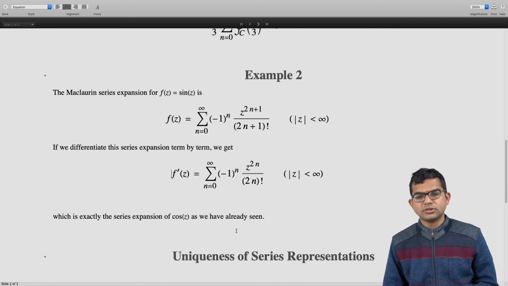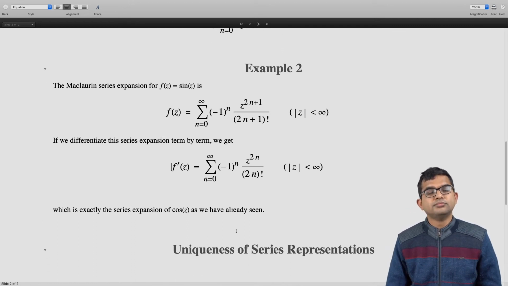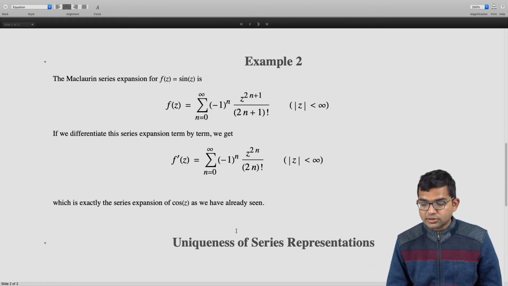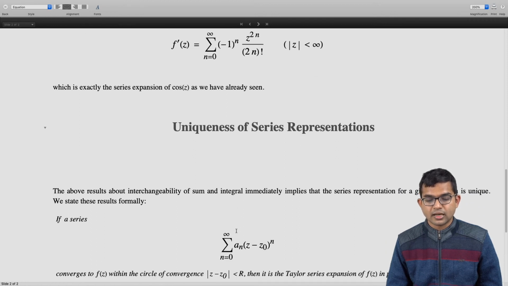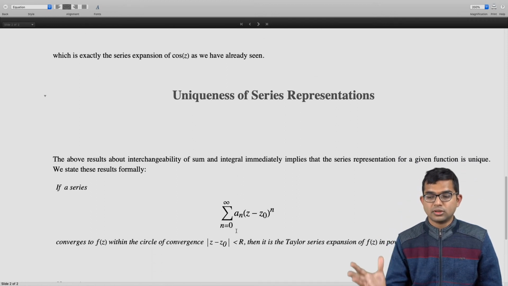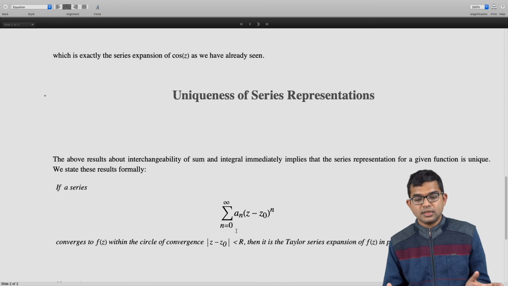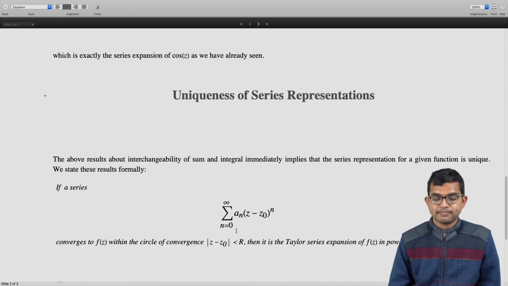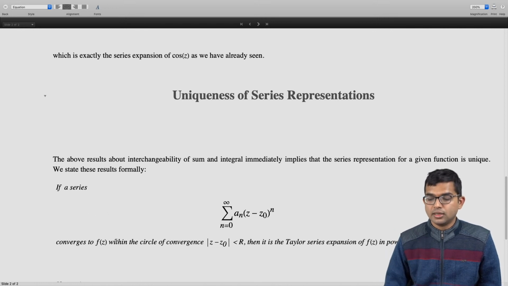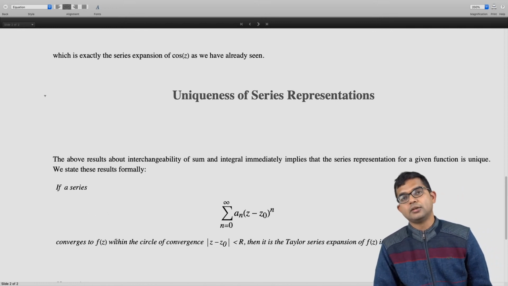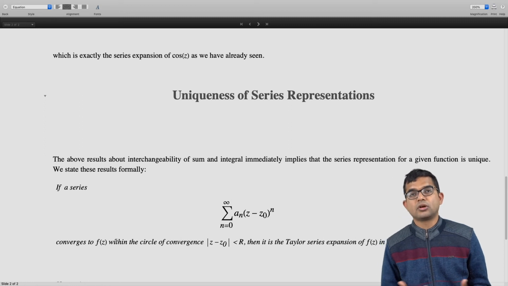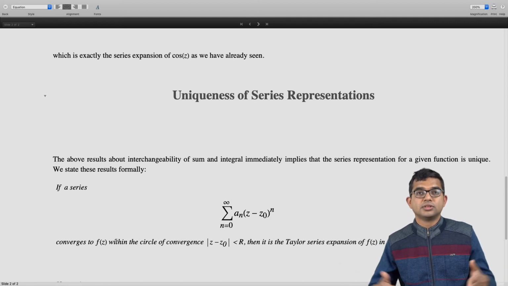So an immediate consequence of this freedom to take term by term integrals is the uniqueness of series representations, right? So if you find some series, you don't start with a function and then work out the series corresponding to it. So if you find a series and then you find that it converges to f of z within some circle of convergence, then it is guaranteed to be the Taylor series expansion of f of z in powers of z minus z naught. You cannot have two different series which converge to the same point, right?